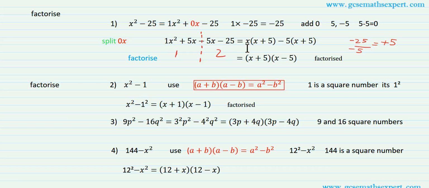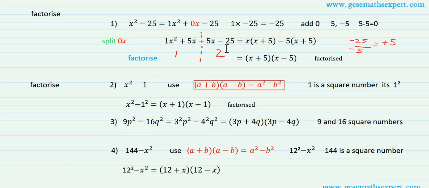So you put the x outside, and then we have to find out the contents of the bracket, and to do that you divide this x into these. So 1x squared divided by x is just x, and x divided into 5x is just plus 5, yeah? So this is one bracket.